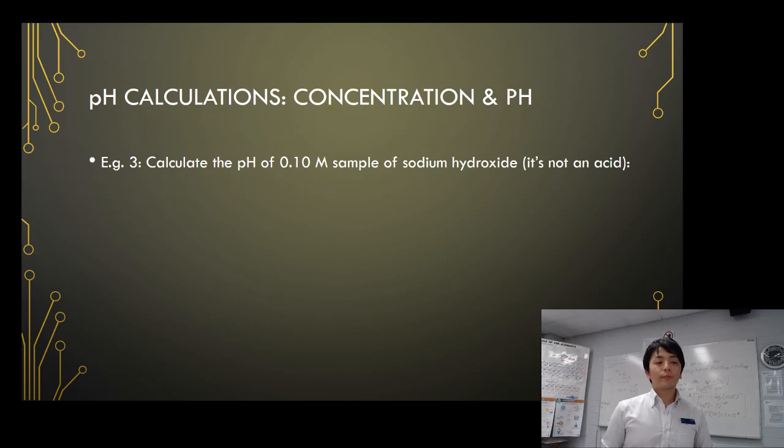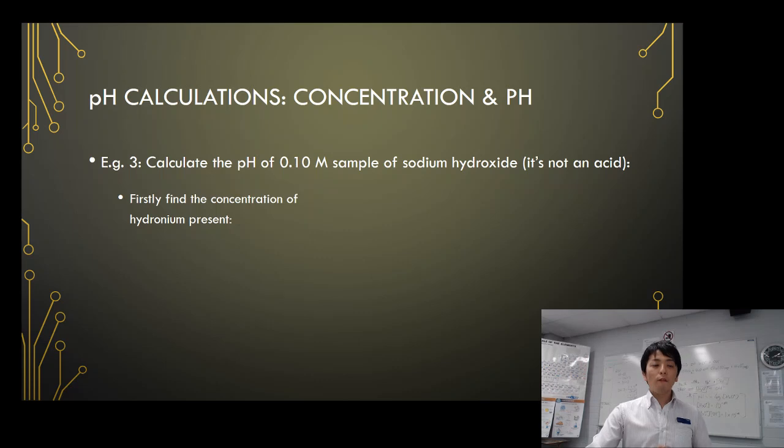Okay, final example here. How would you calculate the pH of a 0.10, two significant figures, molar sample of sodium hydroxide? Notice that it's not an acidic solution. So NaOH would be producing a very basic solution. You would also know that the pH is going to be higher, more than 7. How would you do it?